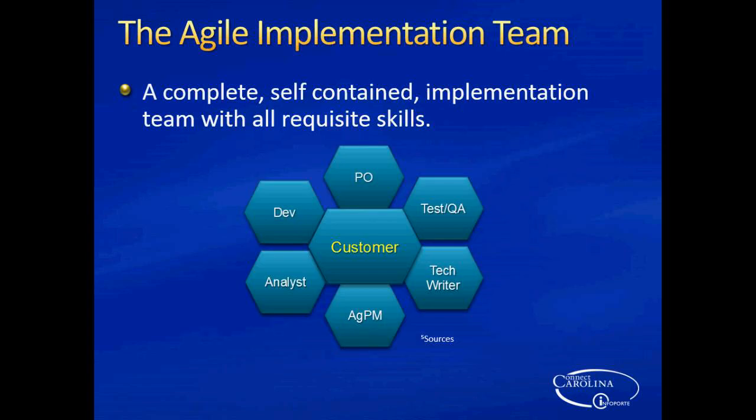So this talks about the Agile implementation team, right? Customer, people working with the customer. What's the difference? This is a Scrum team. What's the difference in a Kanban team? And it's a nuance.